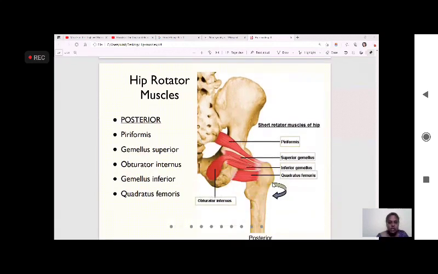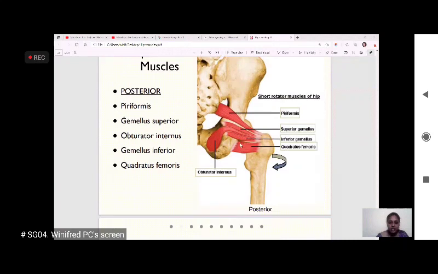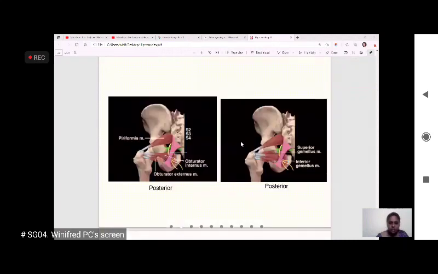Yes, you can see the order. It is placed: piriformis, superior gemellus, and obturator internus, and then inferior gemellus, and then quadratus femoris. Next slide, please. Yes, you can see the sciatic nerve that is coming below the piriformis muscle. Yes, next slide, please.